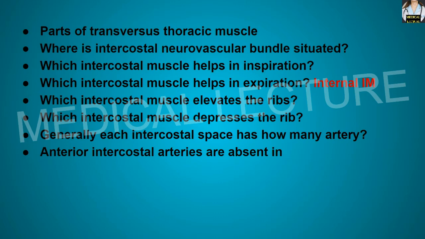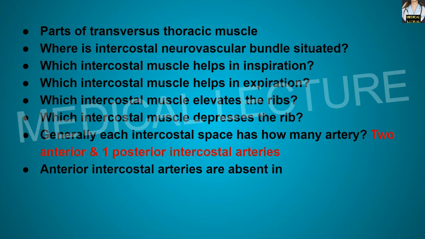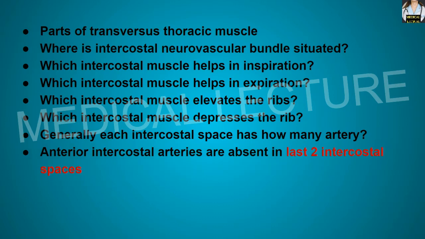Which intercostal muscle elevates the rib? The external intercostal muscle elevates the rib, while which intercostal muscle depresses the rib? The internal intercostal muscle depresses the rib. Generally, each intercostal space has how many arteries? Each intercostal space has two anterior and one posterior intercostal arteries. Anterior intercostal arteries are absent in which intercostal spaces? They are absent in the last two intercostal spaces. So remember, anterior intercostal arteries are absent in the last two intercostal spaces.